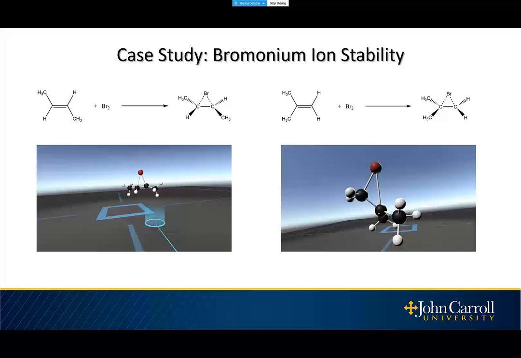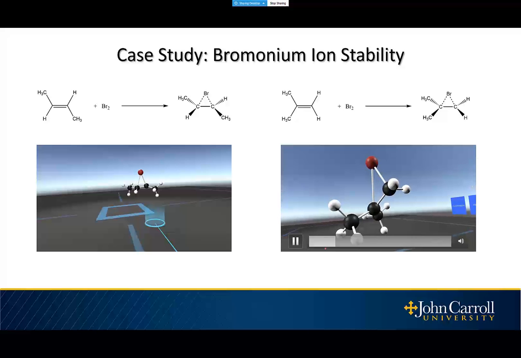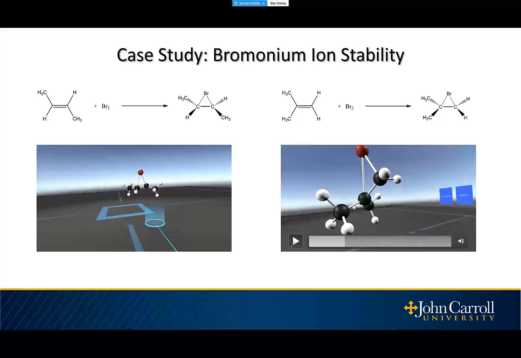So my question is, why does the one on the right look the way that it does? Why is the bromine sitting more over the CH2 than it is the C with the two methyl groups? This isn't a random question, right? This has to do with what we just talked about. Any ideas?